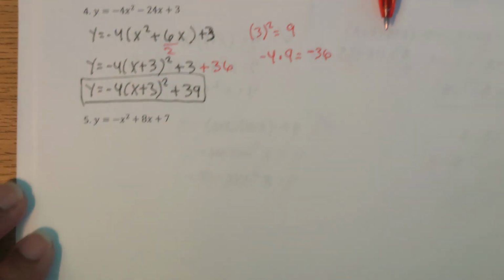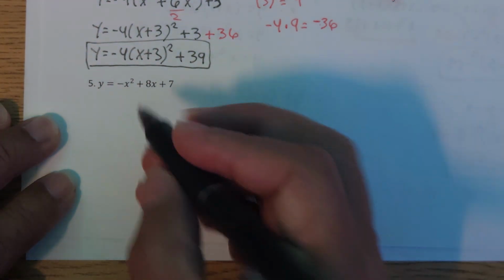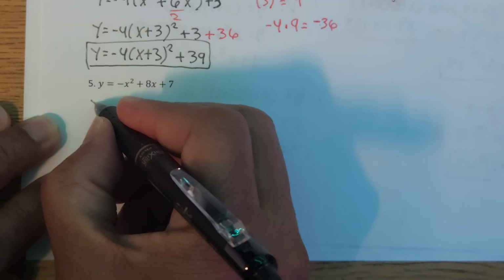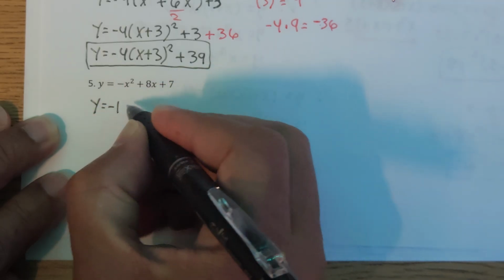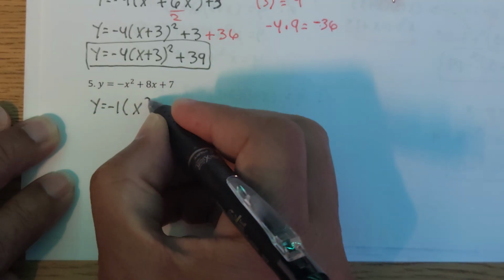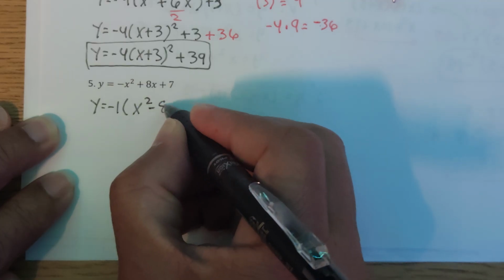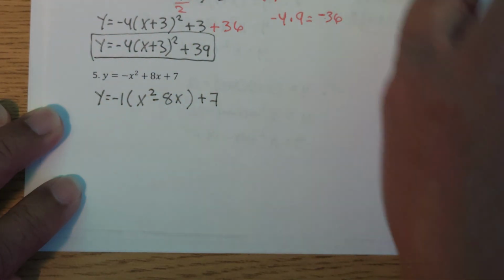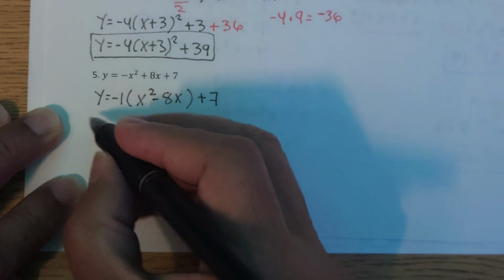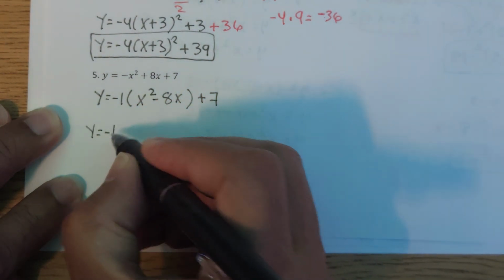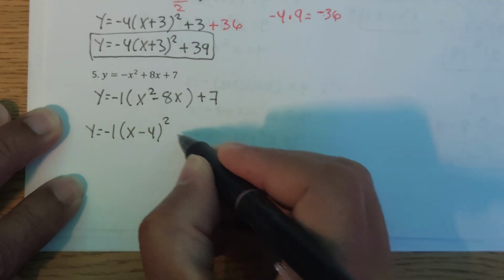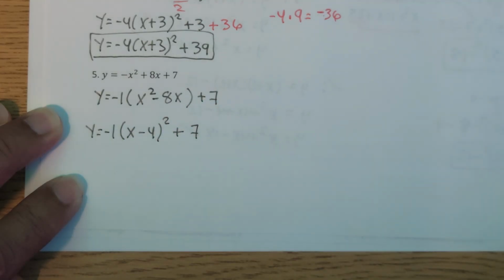Okay, all right, the next one, the last example. We have a negative in front of the square, so let's factor out a negative 1. So negative 1, then this is positive x squared. This changes to negative 8x, and then plus 7 outside. Then, as we've done before, divide this by 2. So then y equals negative 1 times (x minus 4) squared plus 7.